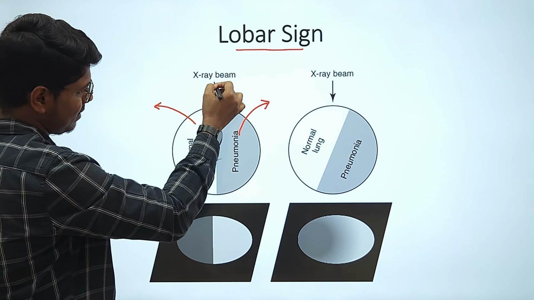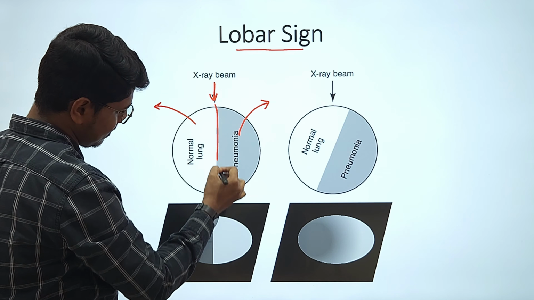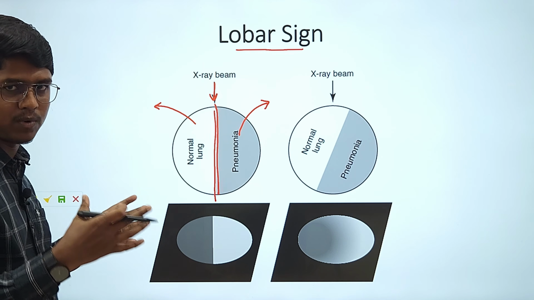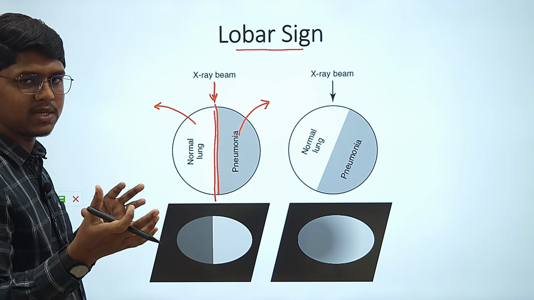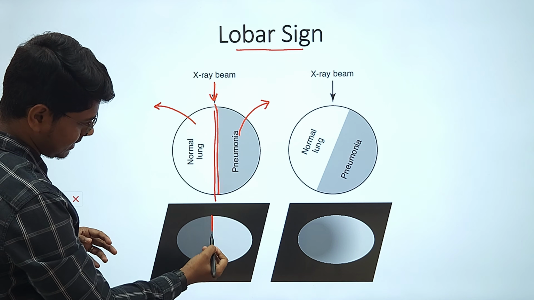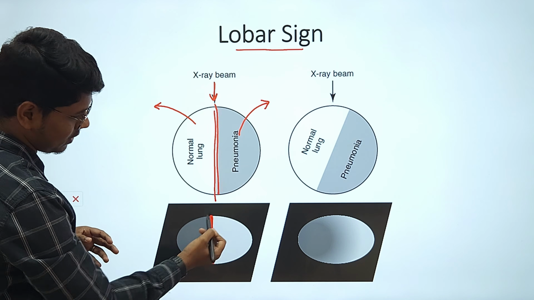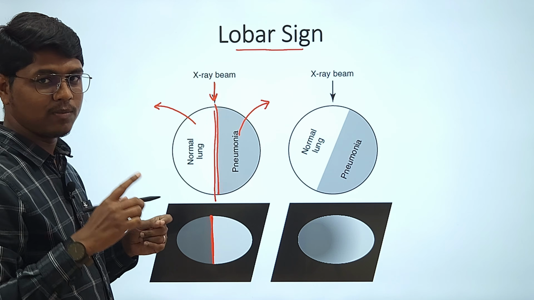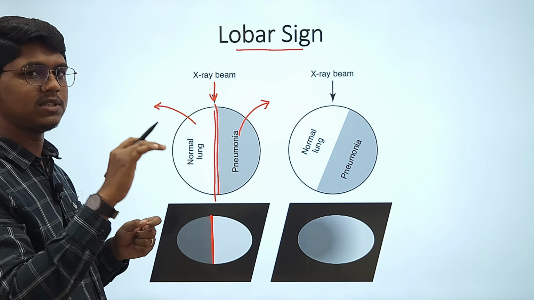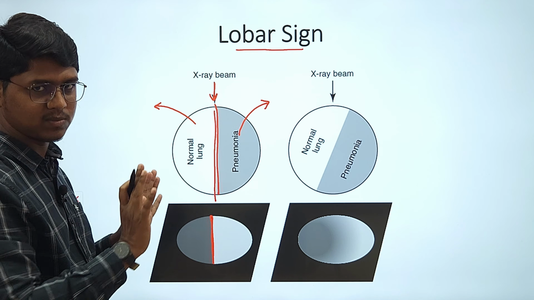So when the X-ray beam hits parallel to two different sets of lung lobes, one having infection and one normal, you will find a separation line, just like the interlobar fissure in case of pleural effusion. In pleural effusion there are other signs, but here it is something different.